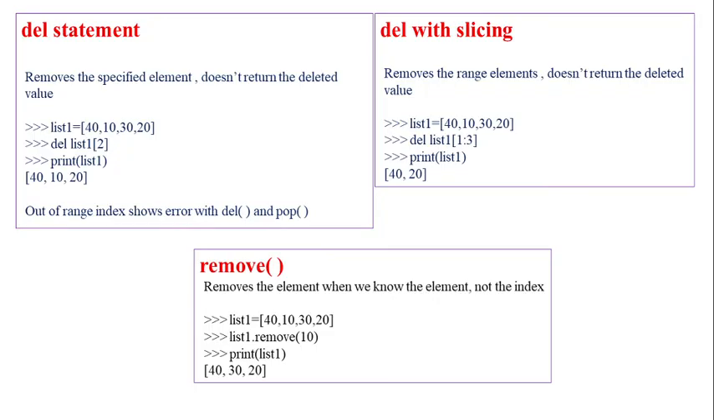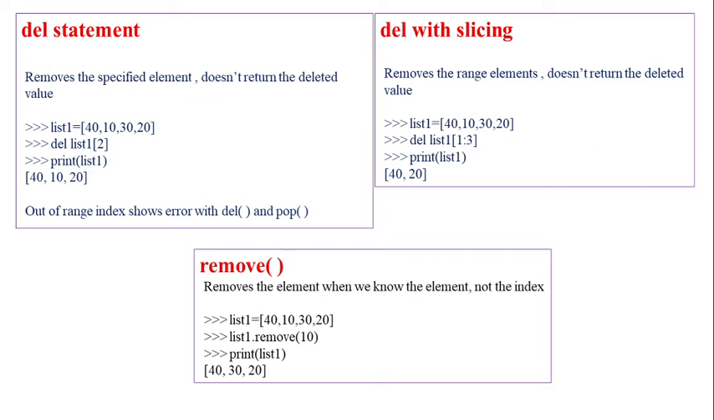So these are the 3 different ways to work with the deletion operation. One is using the pop function that deletes an item plus returns a value. Second one is the delete statement for deleting one element and multiple elements. And the final one is remove.